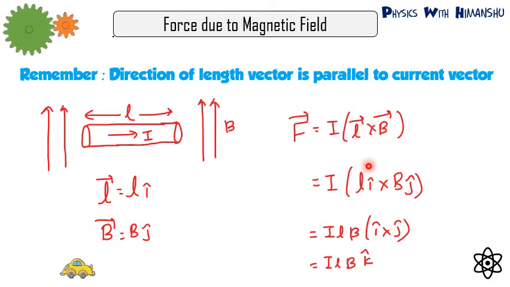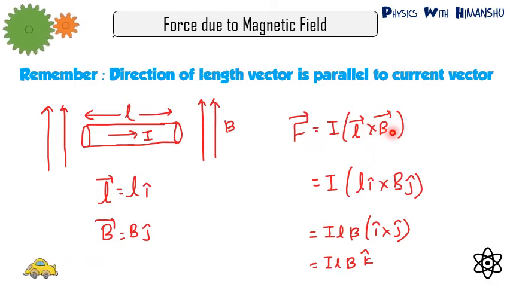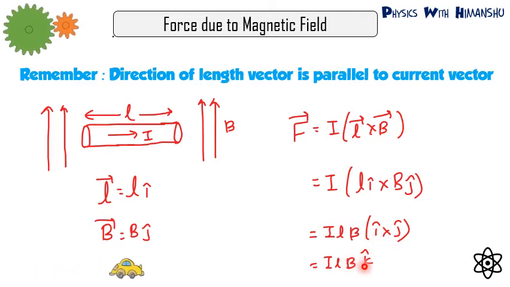On the place of L vector, I'll put L i cap. On the place of B vector, I'll put B j cap. L and B will come outside, and the force will be i cross j, which is k cap. So force will be ILB k cap. K cap means the force will be in the positive Z direction.